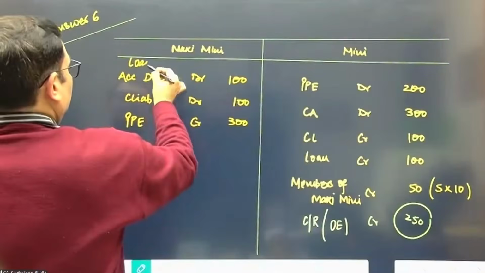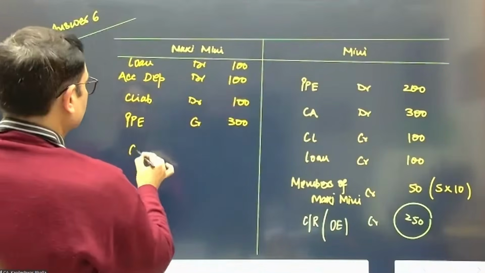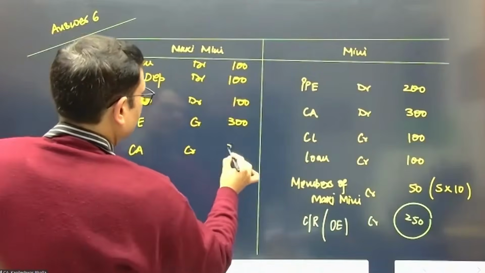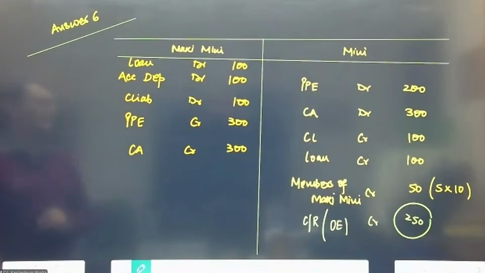Close the loan account. Debit all the liabilities and credit all the assets. That is 300. I think that's it. So all the assets and liabilities are done.